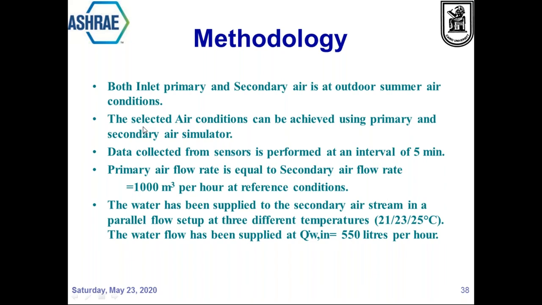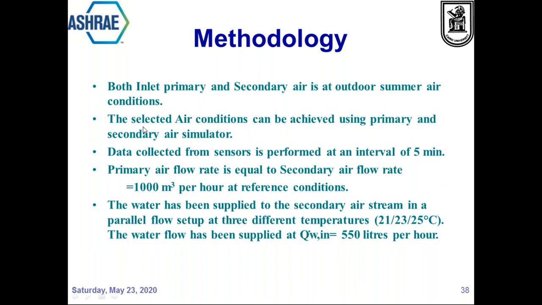From the primary set of measurements, the primary airflow rate was equal to about 1,000 cubic meters per hour. But at a later stage, I will be showing you before the end of my presentation that we already changed the primary air in 5 different settings, with average velocities across the air handling unit inlet varying from 0.7 meters per second up to about 2.5 meters per second, just to check the effect of the flow rate on the results obtained.